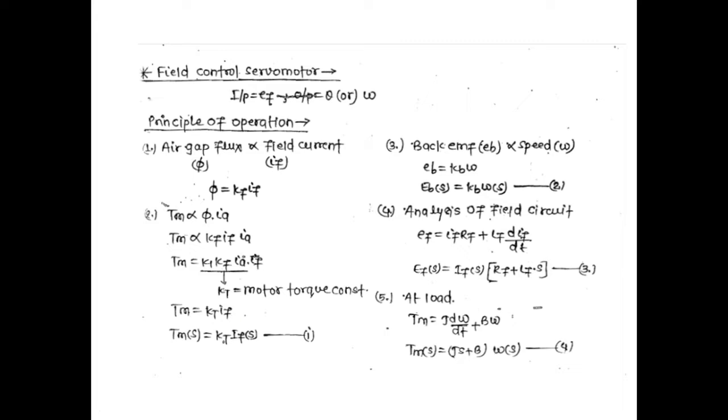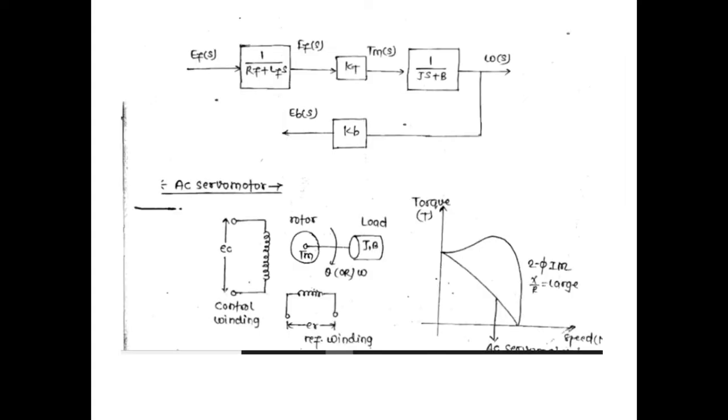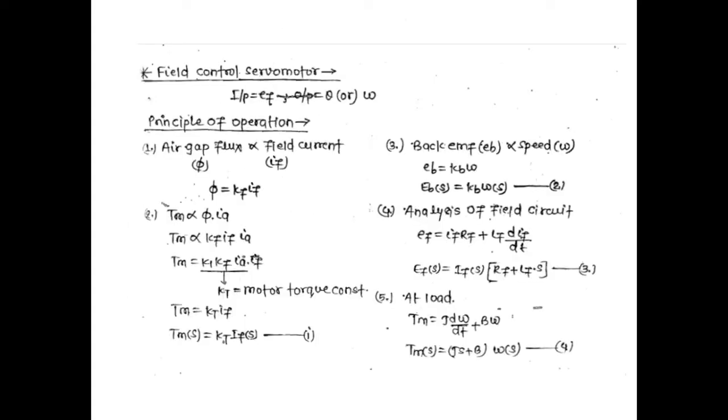Remember, students, this equation, phi is equal to Kf into If, is valid only in the linear region of the magnetization curve. We know that there is a linear relationship between flux and field current until there is saturation. This relation is linear and it happens before saturation. So while developing the mathematical model of a field controlled DC servo motor, I am considering the approximation that the saturation effect has been neglected.